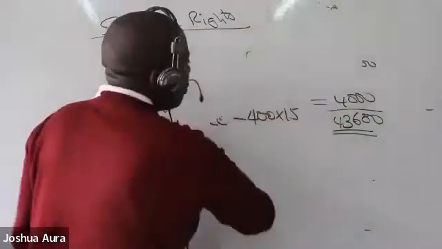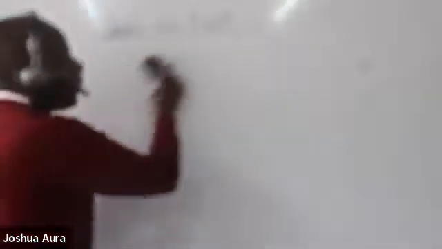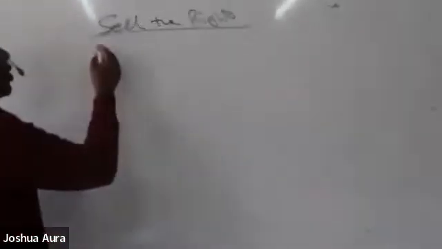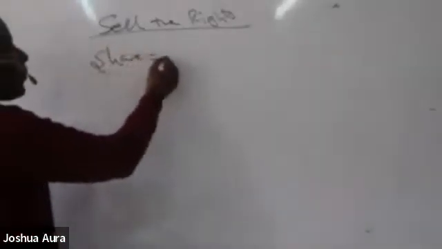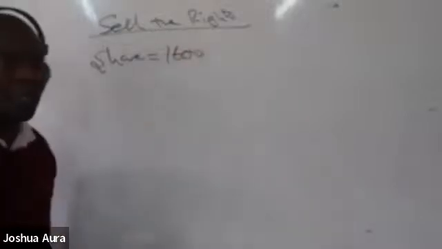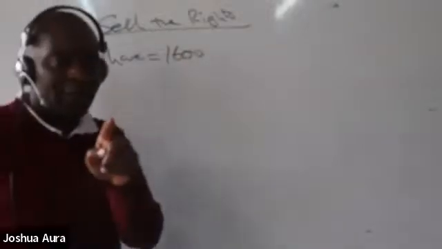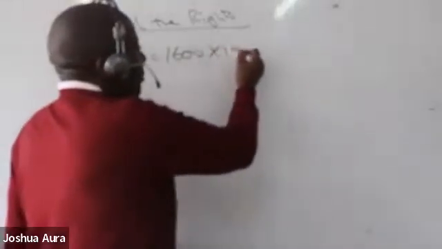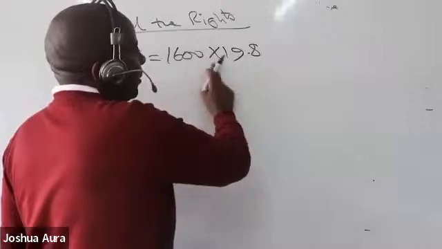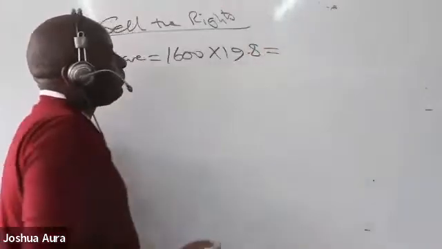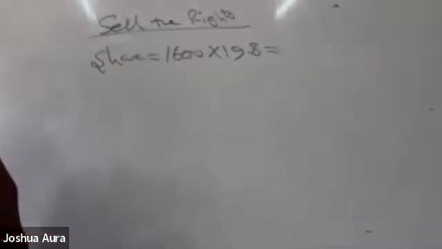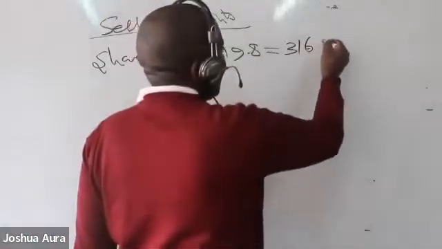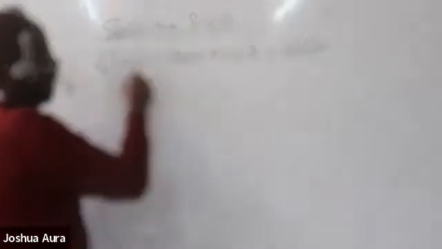When I sell the rights, of course, the shares that I'll be having will be how many? 1,600, but at how much? 19.8, because of course we expect the price to be diluted. So 1,600 times 19.8 will give me how much? 31,680.